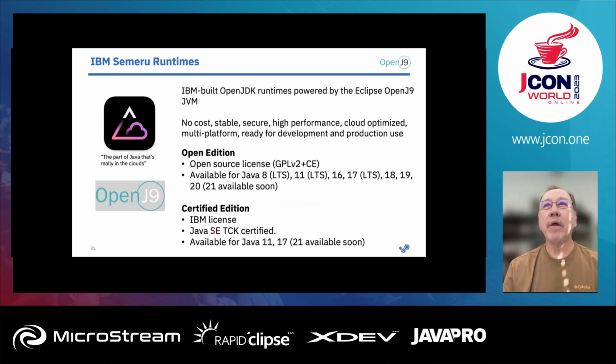So we talked about Semeru runtimes a minute ago. OpenJ9 can be installed with the IBM Semeru runtimes, which is IBM's distribution of the OpenJDK. So it is available at no cost. It's high performance, cloud optimized, runs on all the major platforms. It's ready for development and production use. IBM Semeru runtimes comes in 2 editions, the difference being some licensing and supported platforms.